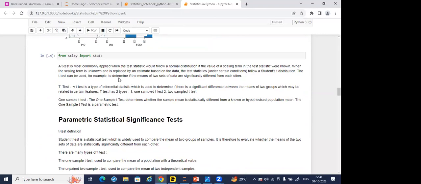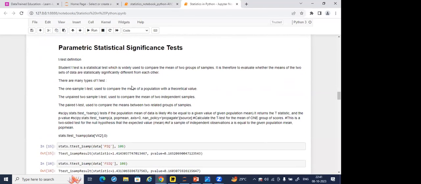Basically, the t-test is most commonly applied when the test statistic follows a normal distribution. We also call this t-test a parametric statistical significance test. There are certain types of t-test, like the one-sample t-test or the two-sample t-test. T-tests are widely used statistical tests to compare the mean of two groups or samples.